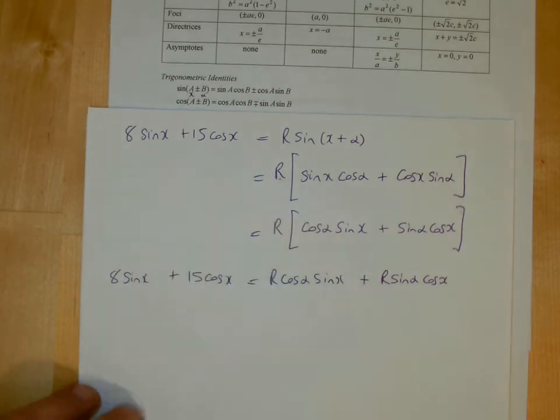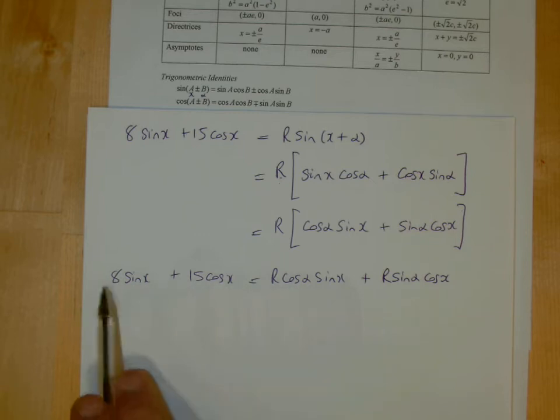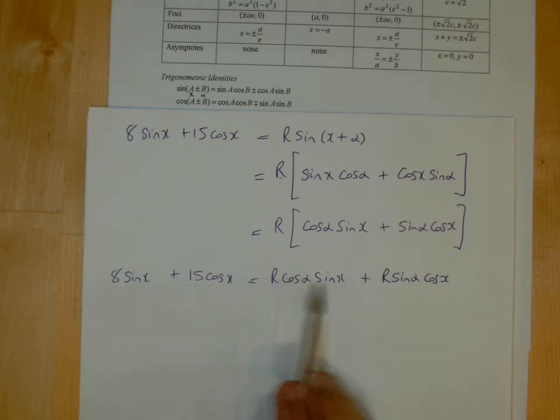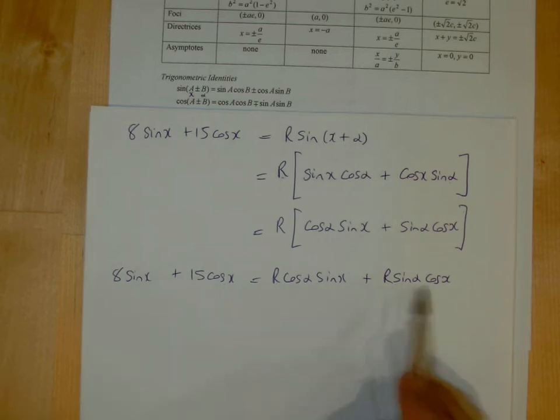Okay, and then if I go look at what I had up there, notice now, comparing both sides, this is 8 sine x, but this side is r cos alpha sine x. And then I've got 15 cos x, and this is r sine alpha cos x.